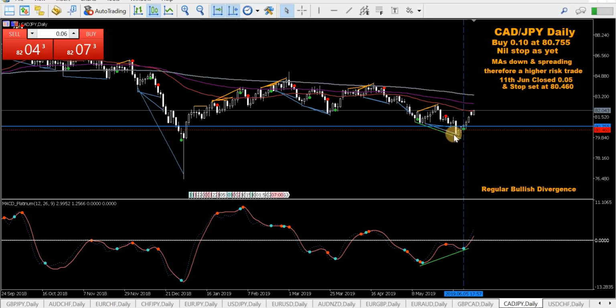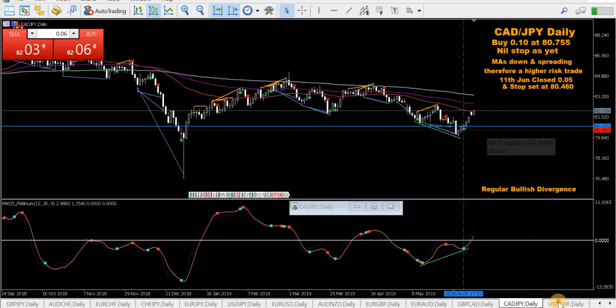CAD Yen in a buy here. 11th of June, that's today. Closed half. The reason I closed half today: high risk trade to start with, and prices at the MAs. So closed half, put a stop in there. You can read my notes. And the MACD's through the zero level. So a good little trade, made a few pips there, and locked in, can't lose anything.